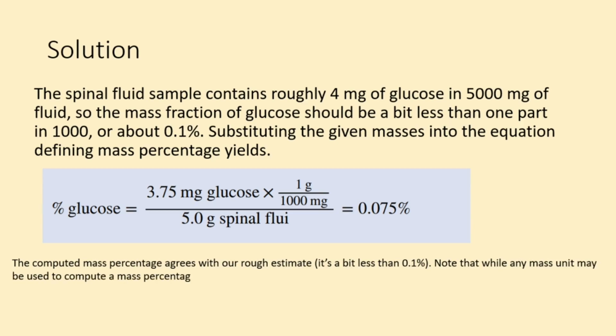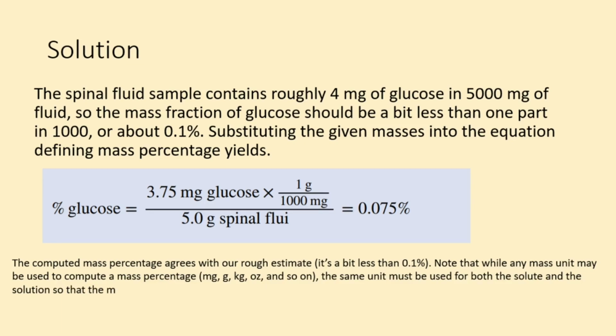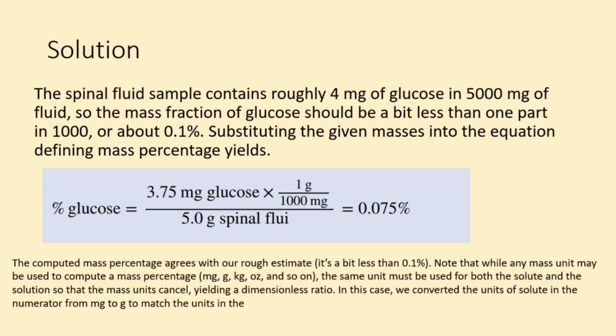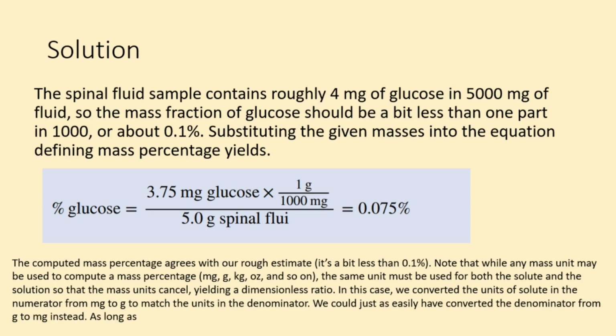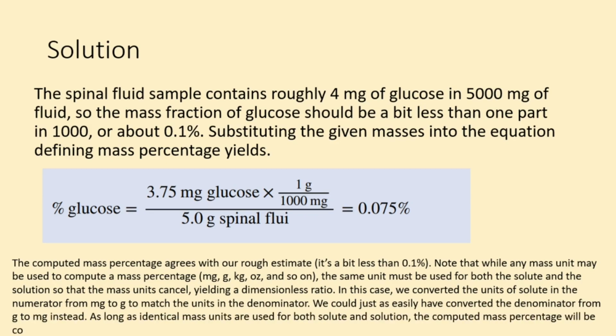Note that while any mass unit may be used to compute a mass percentage, milligrams, grams, kilograms, ounces, and so on, the same unit must be used for both the solute and the solution, so that the mass units cancel, yielding a dimensionless ratio. In this case, we converted the units of solute in the numerator from milligrams to grams, to match the units in the denominator. We could just as easily have converted the denominator from grams to milligrams instead. As long as identical mass units are used for both solute and solution, the computed mass percentage will be correct.